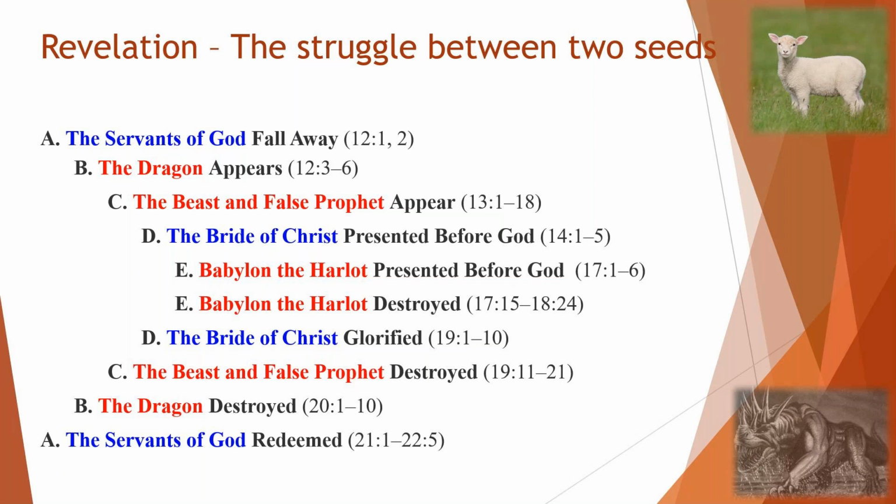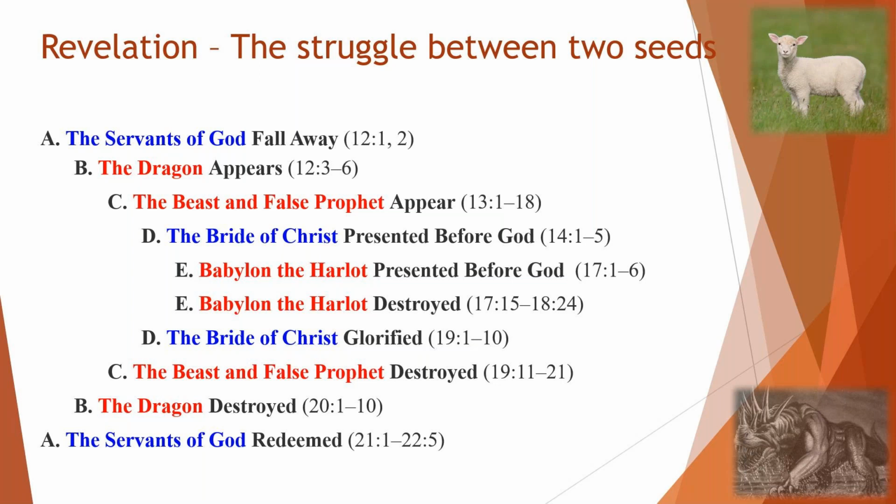The dragon appears, the dragon's destroyed. The beast and the image of the beast appear, the beast and the false prophet are destroyed. The bride of Christ is presented, the bride of Christ is glorified, and at the center of this is the most dangerous of them all, Babylon, the harlot. Now, by the way, you'll notice that chapters 15 and 16 are missing from this, because that's part of the series of sevens.